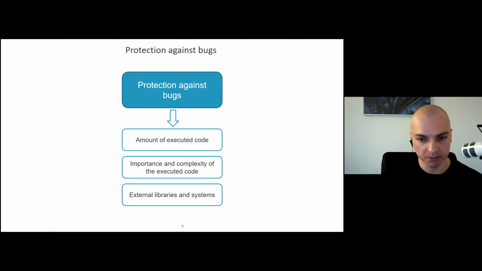And also, it's not only your code that matters, but also the code that your code integrates with. It's the external libraries and systems, such as frameworks or payment systems, and so on. And it's important to test not just your code in isolation, in a vacuum, but also how your code integrates with those libraries and external systems. So that was the first component of a good test.